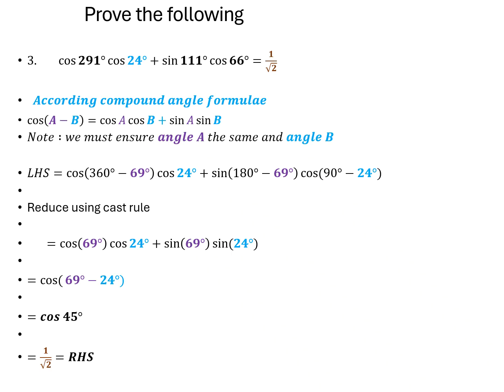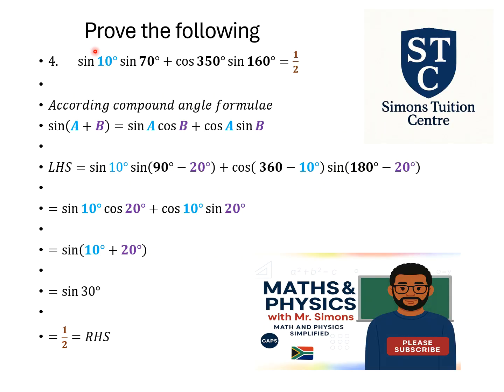Let's look at now problem number 4. Prove the following. So they gave me sine 70 cos 10 plus cos 350 sine 160 equals half. So either the sine of 30 or the cos of 60 would give me a half. Right? Because I have sine cos, cos sine with a plus, I assume I'm going to change. Because it must read sine cos, cos sine, or it must read cos cos, sine sine. So I'm going to make it sine cos, cos sine.